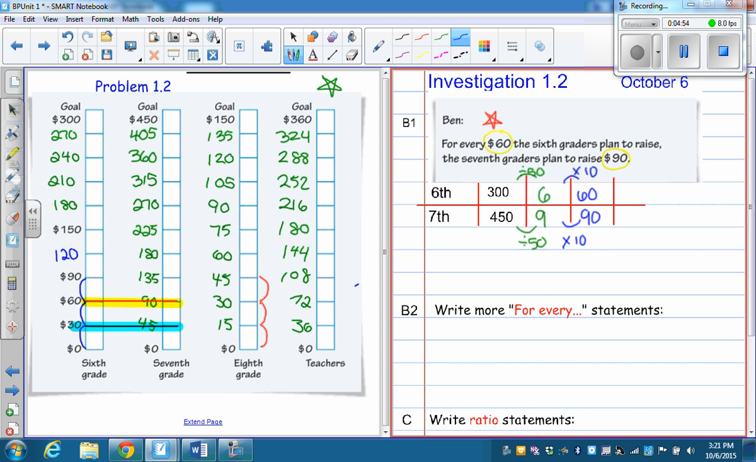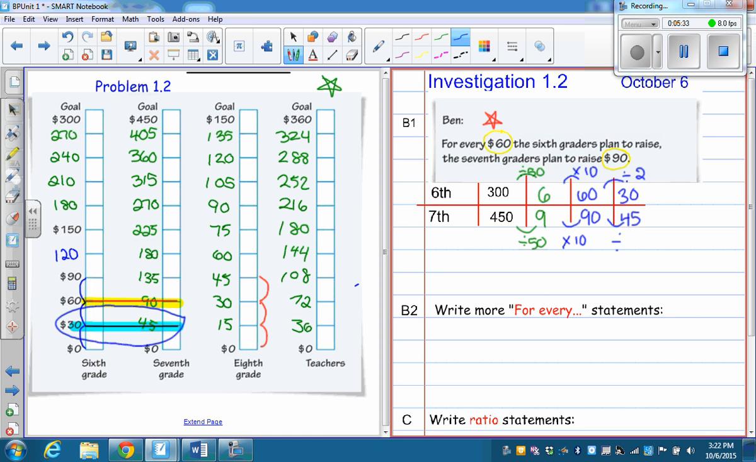Tim. Pardon me? Look on the board. Yeah, it's up there. So the other claim that Ben has was that for every $30 the sixth graders made, the seventh graders made 45. So Salon, how can I get the sixth graders down to $30? Divide it by 2. Right. And so this is a 30 and that's a 45. So by using this ratio table, I've shown enough work to show that I agree with Ben's claim.